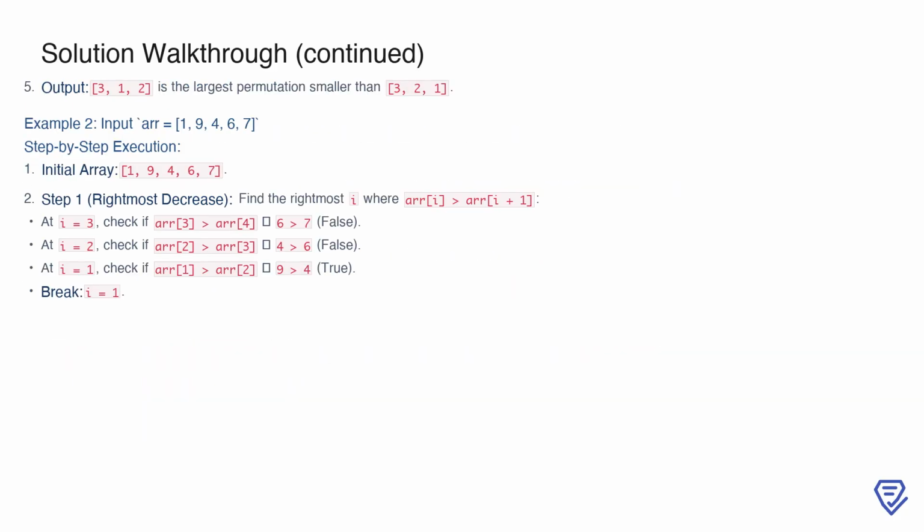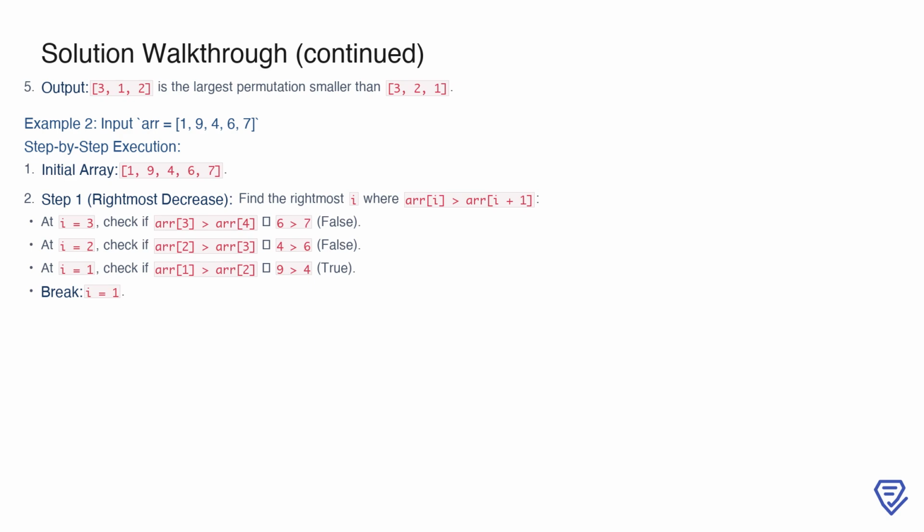In the next example, we have the array 1, 9, 4, 6, 7. Again, we aim to find the largest permutation smaller than the input. First, we need to locate the rightmost point of decrease. Starting from index 3, we find that arr[3] is 6 and arr[4] is 7. Since 6 is not greater than 7, we move left.